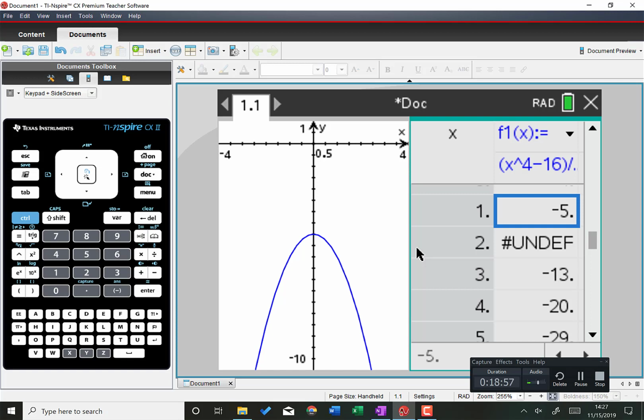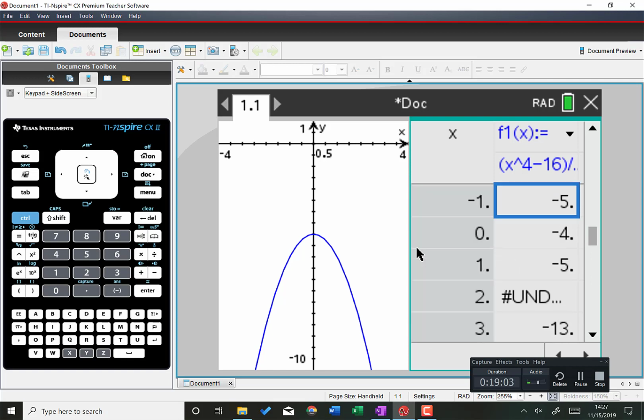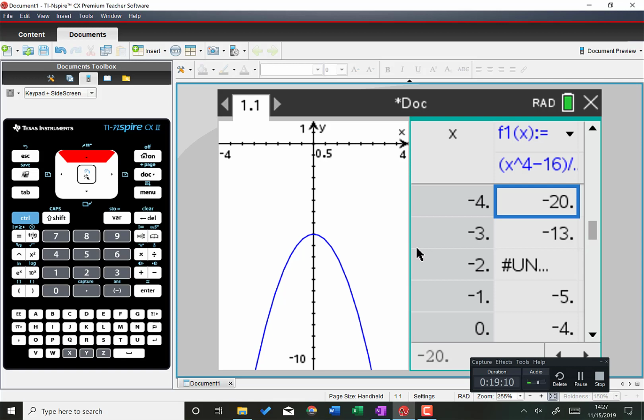And I want to figure out where negative 2 is. So I'm going to tap the up key and just keep going up until I get a negative 2. It says error undefined, but we can do better. If I'm trying to figure out what's happening in the neighborhood of x equals negative 2, that means you graphed something wrong.